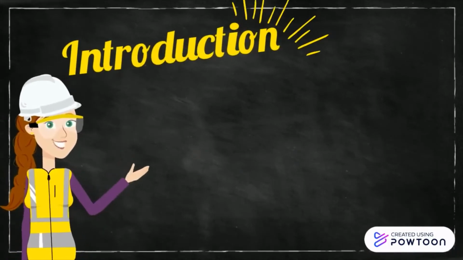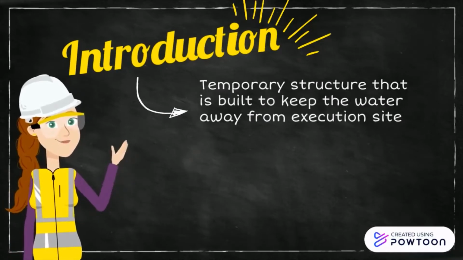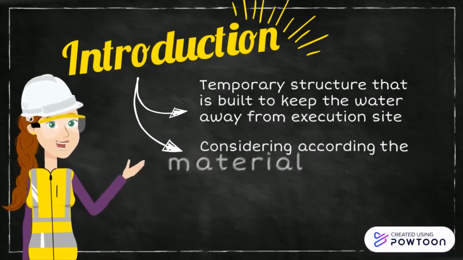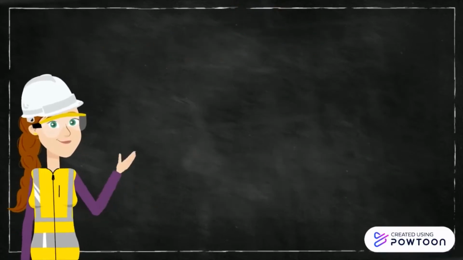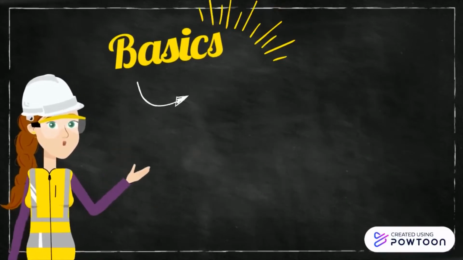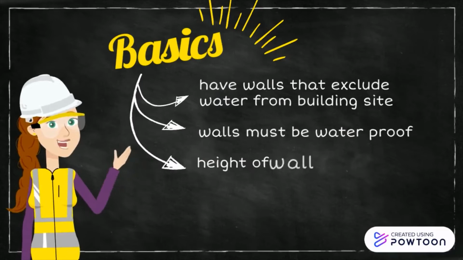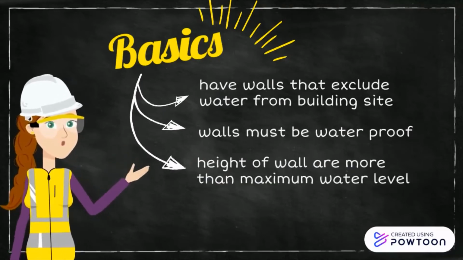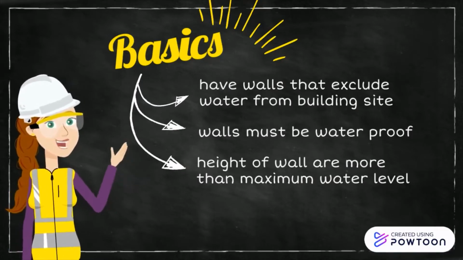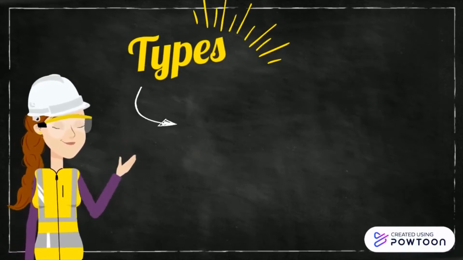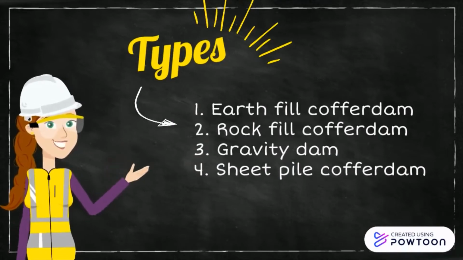First and foremost, the cofferdam can be defined as a temporary structure that is built to keep the water away from the execution site, so that the structure can be built on the dry surface. According to the material used in each construction, cofferdams may be divided into many categories. For the basic constructions, the cofferdam should have walls that exclude water from the building site. For this, the walls must be waterproof and the height of the wall must be more than the maximum water level. These types of cofferdams are preferred where the area of the building site is large and the dry soil bed is at reasonable depth. So in this video, we would like to explain the types of cofferdam, which are earth-fill, rock-fill, gravity dam and also sheet pile cofferdam.